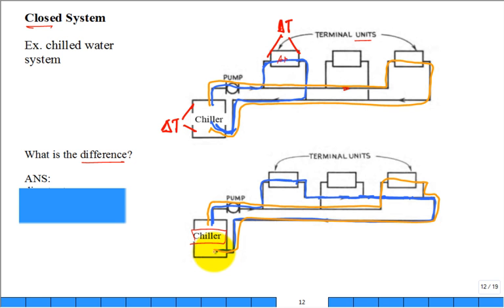Does the path of the orange look about the same in both of those systems? It does. Does the path of the blue look about the same in both of those systems? No. Which one? What's the big difference between the path of the blue in one and the path of the blue in the other? The length. The length is a lot longer.